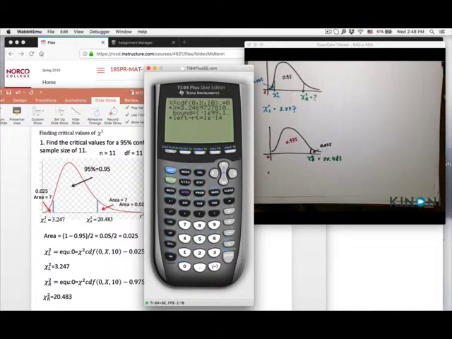Okay, do the same thing for the right. You could just go up. Only need to change the area from the left, 0.975, enter, and then alpha, enter. Then you can see there's a 20.483. Okay, that's the chi-square to the right.